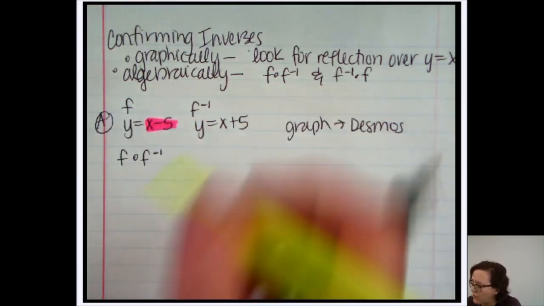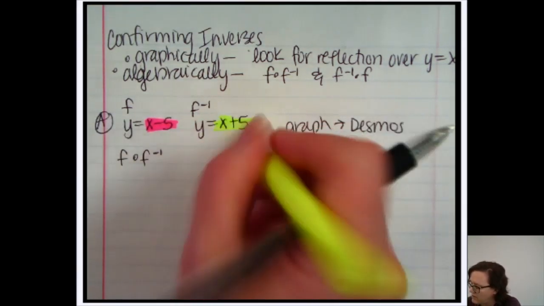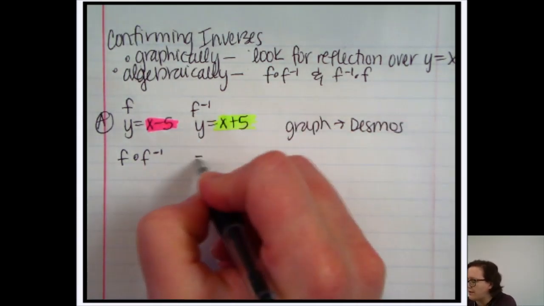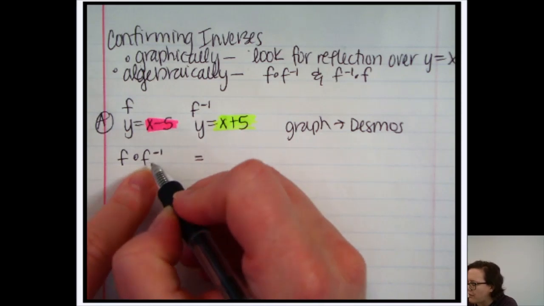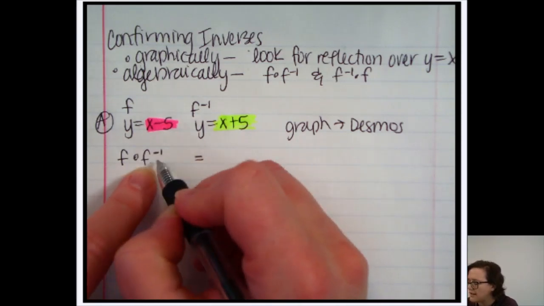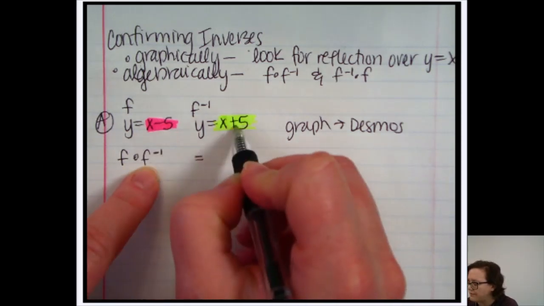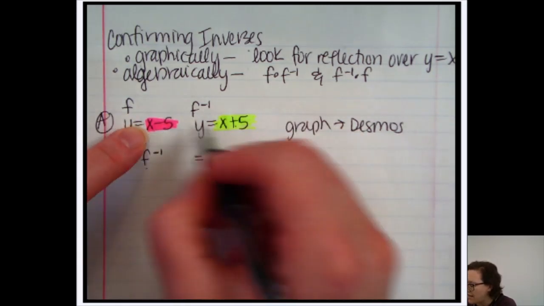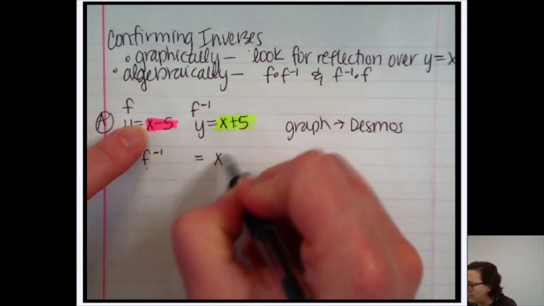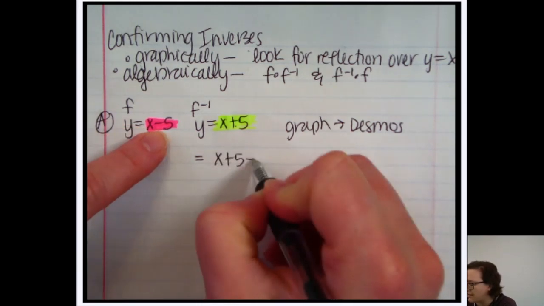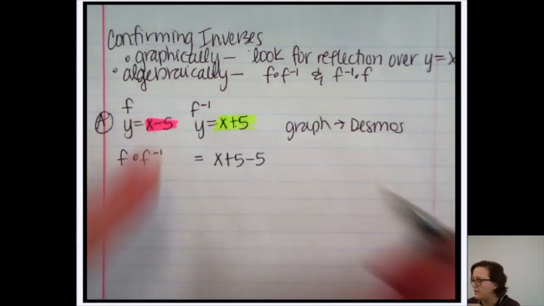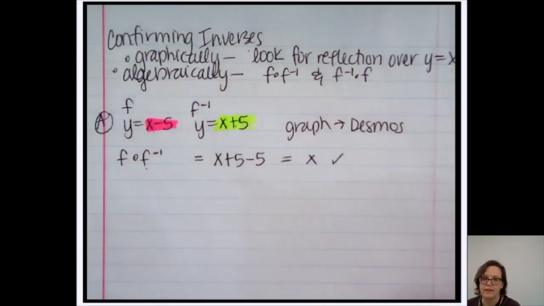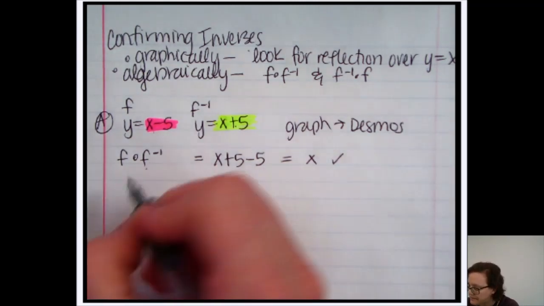So let's try this out. f of f negative 1. Remember that means that we're going to put f negative 1 into the x. So I start writing f down, and instead of x, I have to put x plus 5, and then I put the negative 5. So what's x plus 5 minus 5? It's x, and that's what we would expect to happen.